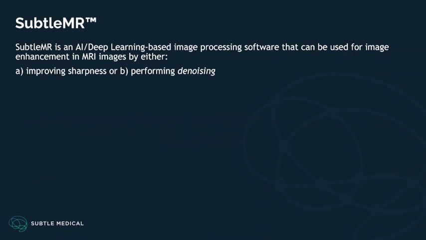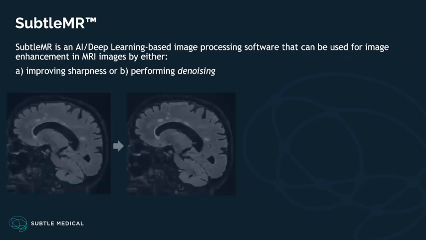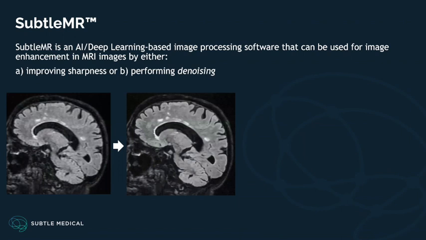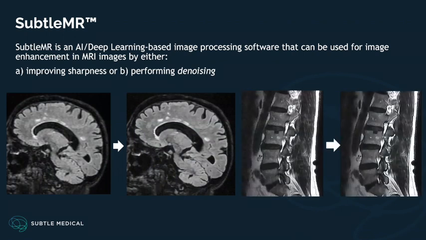SubtleMR is a deep learning-based image processing software that can be used for enhancement in MRI images, either by improving the sharpness of the images or performing denoising. So right here, you can see there is a flexibility of methods which we have got clearance for. Again, one of the things I do want to note here compared to some of the other DL reconstruction software methods is that this is purely DICOM image-based and not integrated into a reconstruction pipeline. So what makes SubtleMR unique?